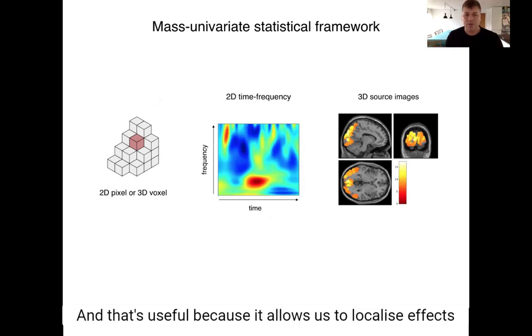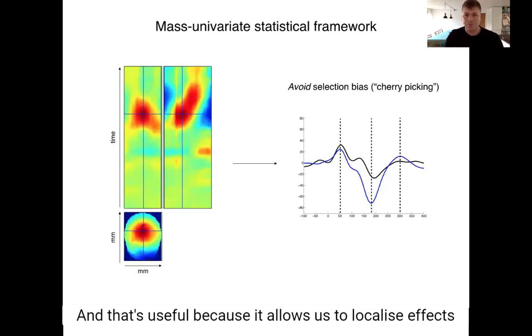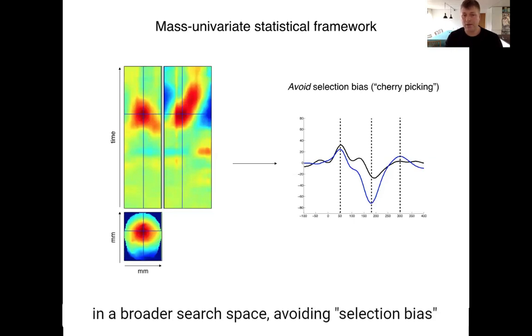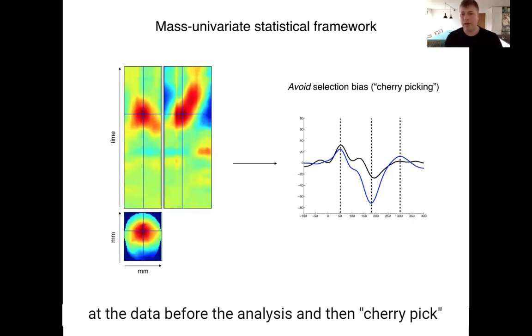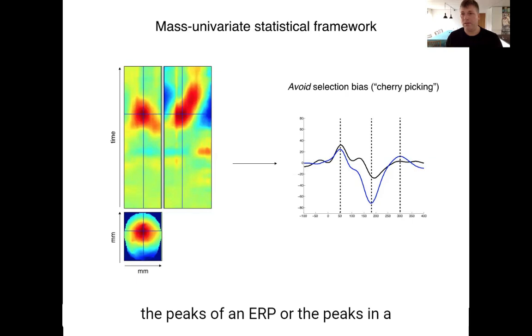And that's useful because it allows us to localize effects in a broader search space, and it avoids what is called selection bias. So the situation where a researcher may look at the data before doing the analysis, and then cherry pick the peaks, say of an ERP, or the peaks in a time frequency representation of power.